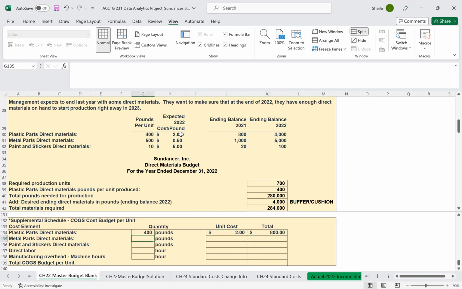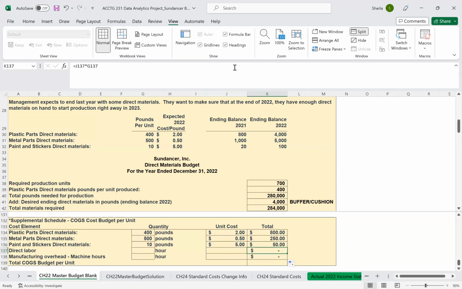Now, moving on to metal parts, here's 500 at a unit cost of 50 cents a pound. And then our paint and stickers is 10. And our unit cost is $5. So what I can do is actually this cool little trick in Excel. If I highlight this, this is a formula. I want to do the same formula all the way down to here. So it automatically calculated my pounds times unit cost for each of these.